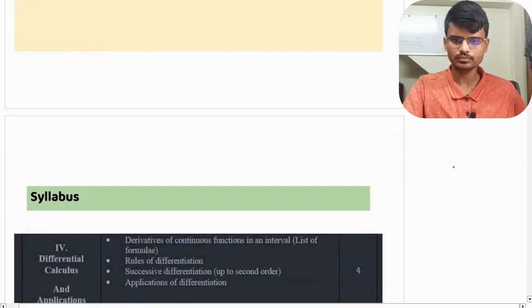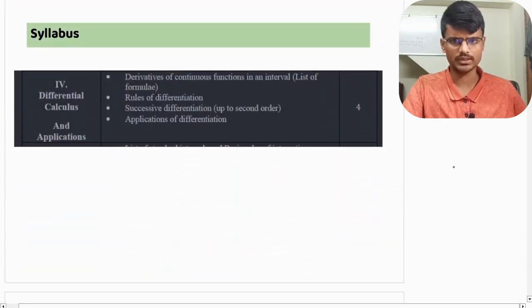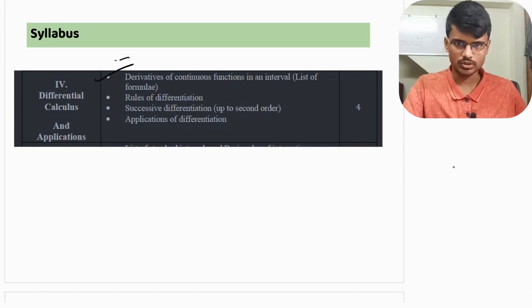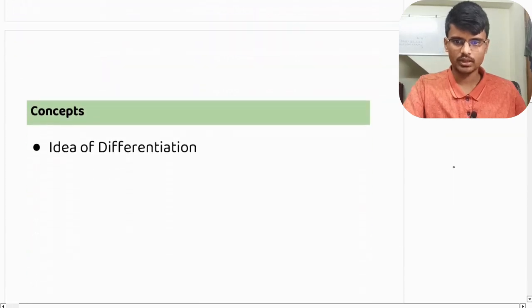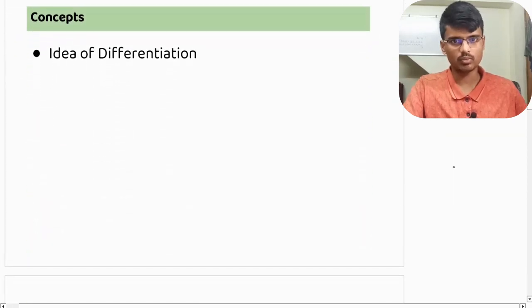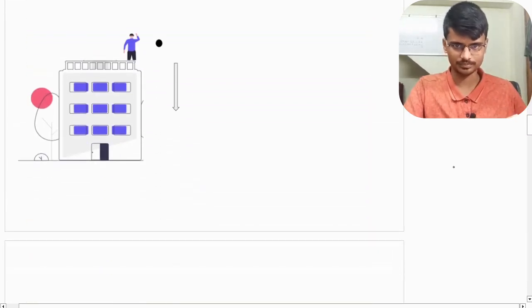So let's check out the syllabus that the DCET has given us. It is derivatives of continuous functions in intervals, rules of differentiation, successive differentiation, and applications of differentiation. These are the four topics in the syllabus, but today's session is just an introductory session. In today's session we'll be covering what exactly we mean by differentiation. We'll take a very interesting example and try to understand.